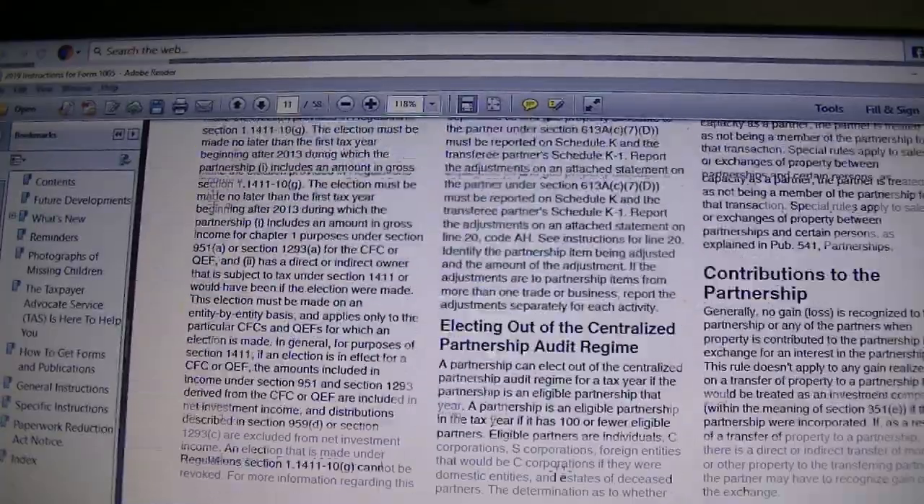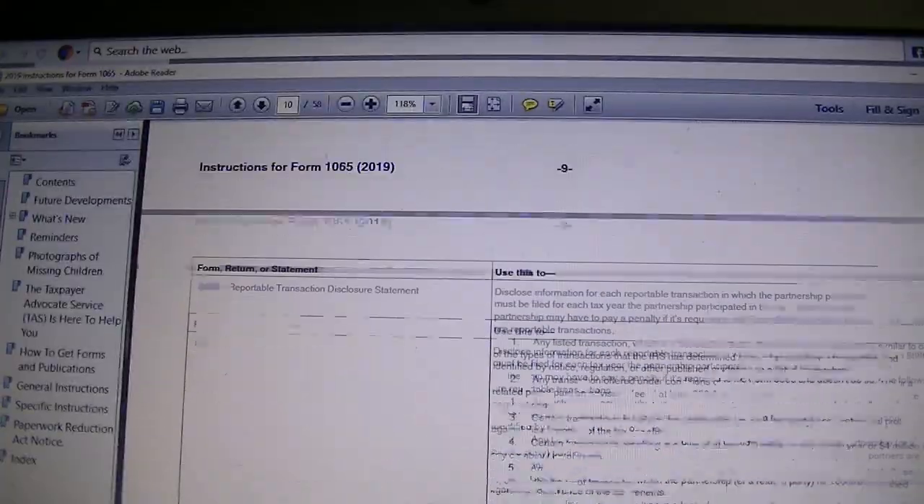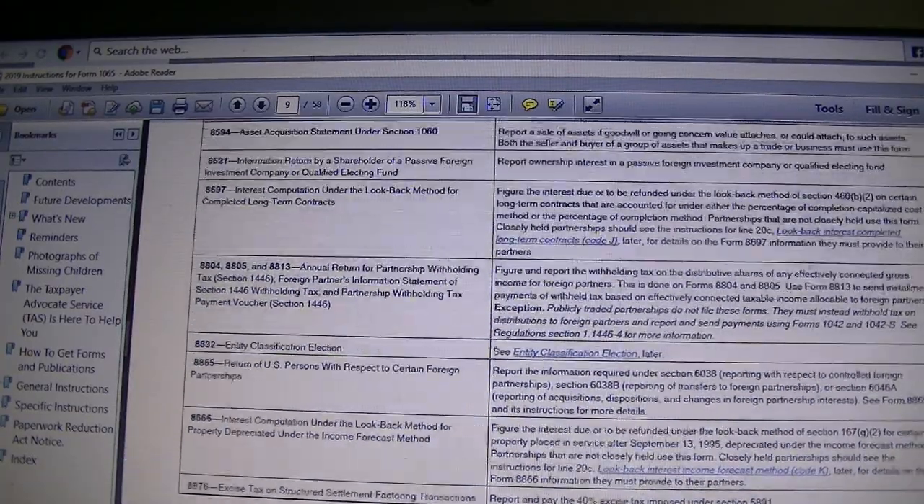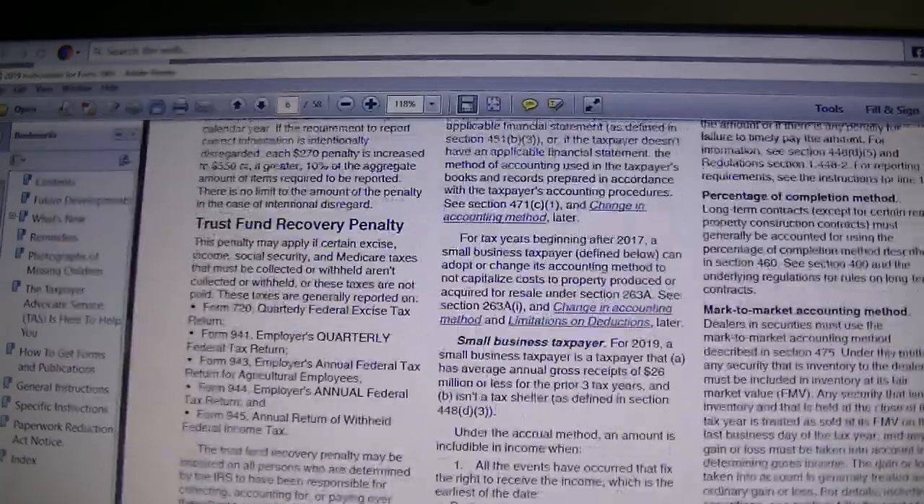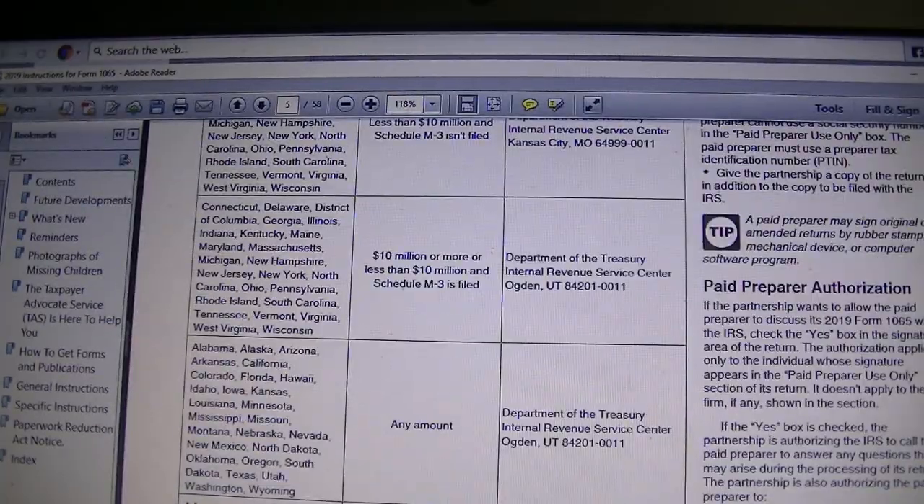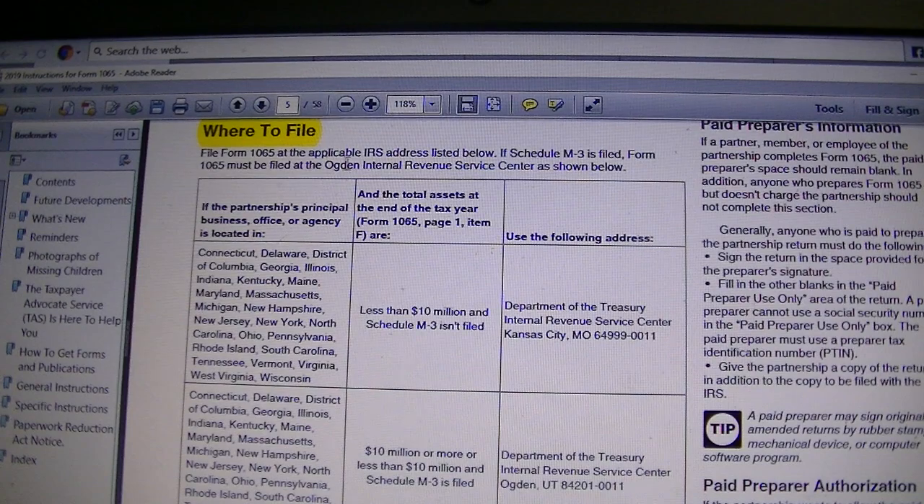And I will put the instructions on my website so that you can download it. It might have those highlights in it as well here. So you just need to look up the amount and the states and see where you fall under, and copy the address and put it on the envelope.